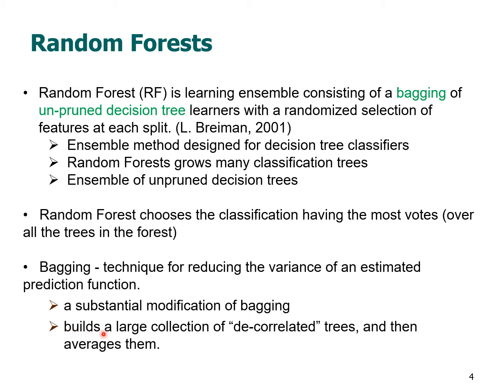It builds a large collection of decorrelated trees. Decorrelated means independent. So it generates a large collection of independent decision trees. That is the key. Independence is very important. And then at the end, we average these decision trees. That's the basic skeleton structure of random forest.